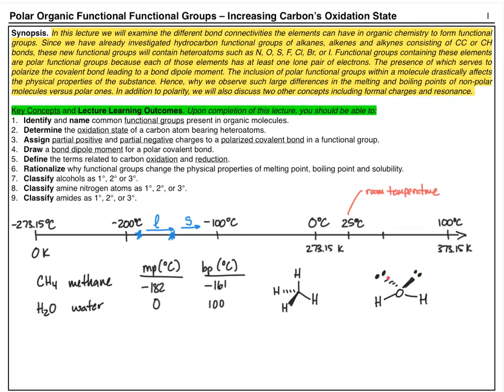So really it's the presence of these lone pairs that make the physical properties of water so much different than methane. We recall that the electronegativity difference between carbon and hydrogen is really not that great. So methane is a non-polar molecule.